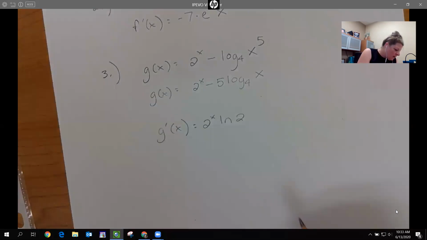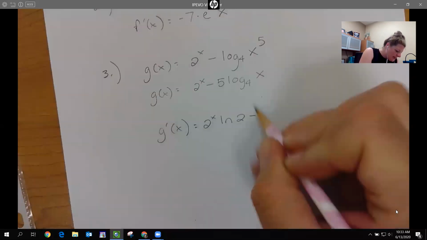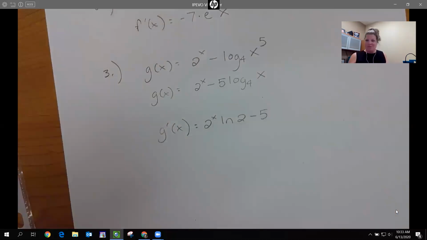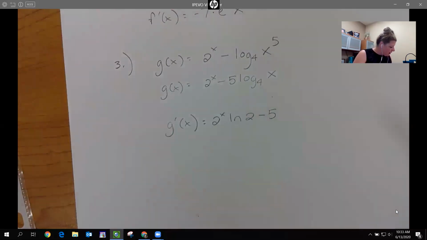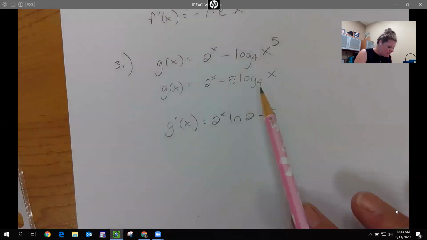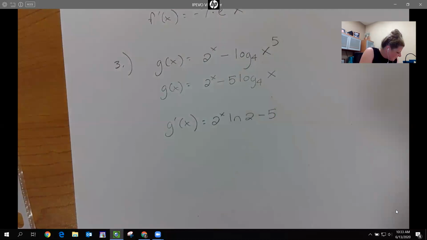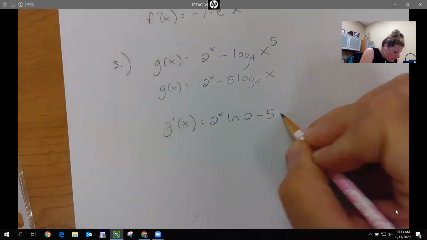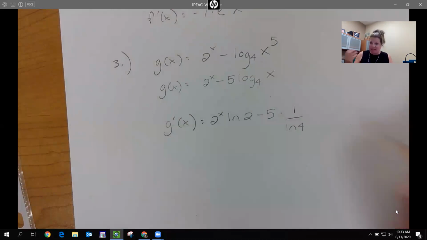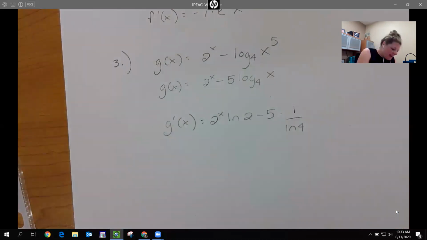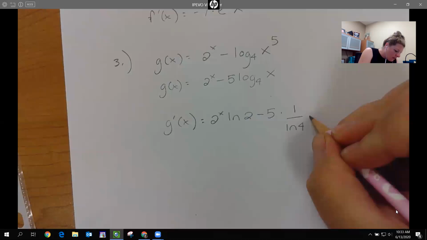Now, we know it's a minus in between. We keep the 5 out front because any constant we just keep, and then times by the derivative as well. So we're good there. And then what we did with our log is we did it as 1. So we're going to times this 5 by 1 over natural log of the base on the log, which is 4. And then we had to times that by 1 over x.